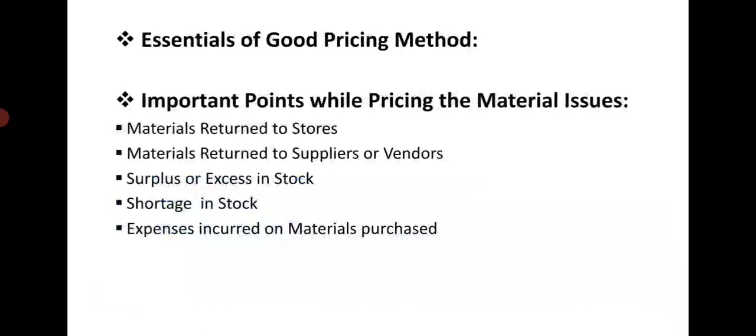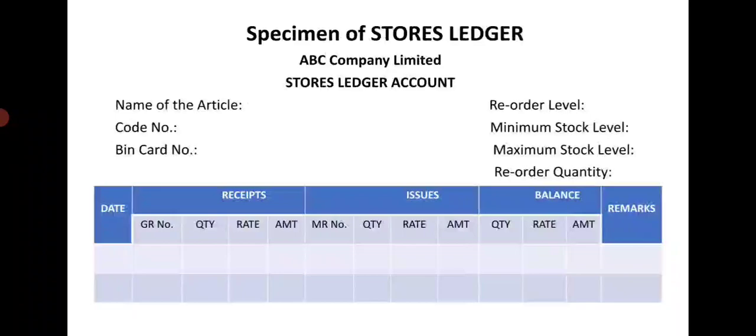So what are the important points to be taken care of while pricing the material issues? So first one is material return to stores. Material issued to the production departments are sometimes returned back to the stores department if the materials supplied are in excess or materials are not suitable for the work or materials are not in good condition. So when the materials are returned to stores, they should be entered on the receipt column of the stores ledger account.